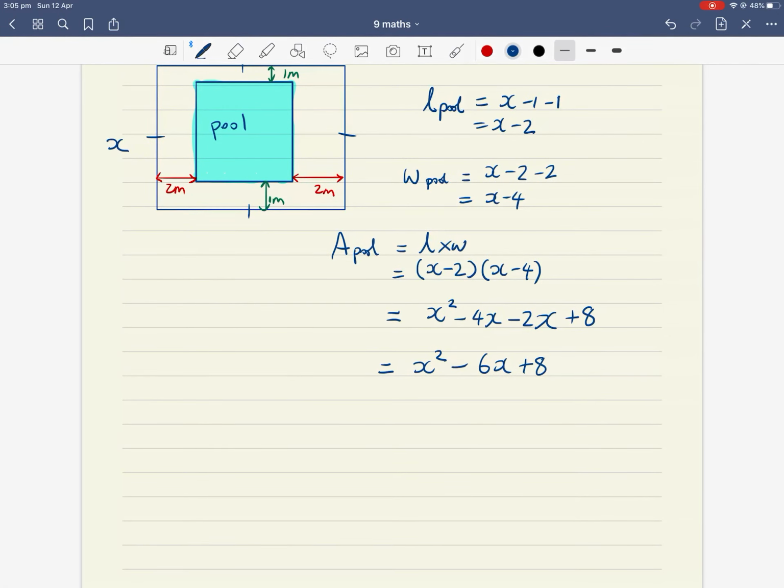Now, because this is a word problem, let's finish off with a sentence conclusion. So therefore, area of pool is x squared minus 6x plus 8 meters squared, because we were given units at the start. So you always finish off with units, meter squared, because it's area. Even if you're not given units, you would definitely write units squared, because units is definitely worth half a mark on the exam. So don't forget units.